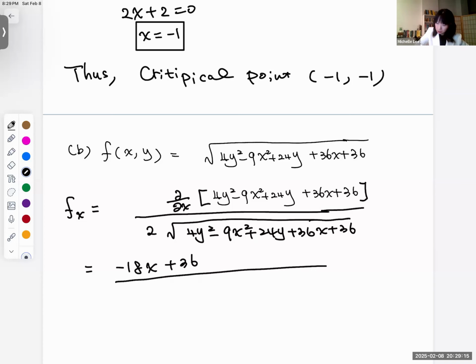Over 2. Oh, let's just copy the denominator. Oh my gosh, what's going on? Hold on, be patient. Okay, very good. Let me just copy and paste.